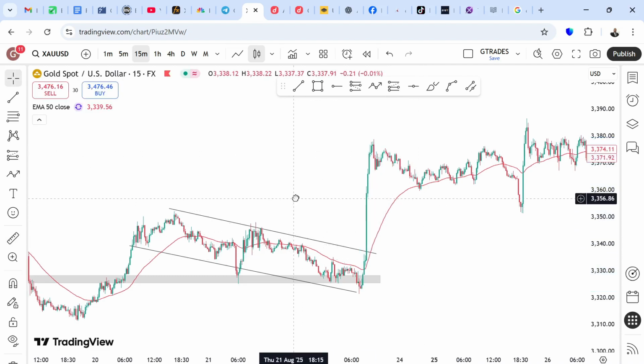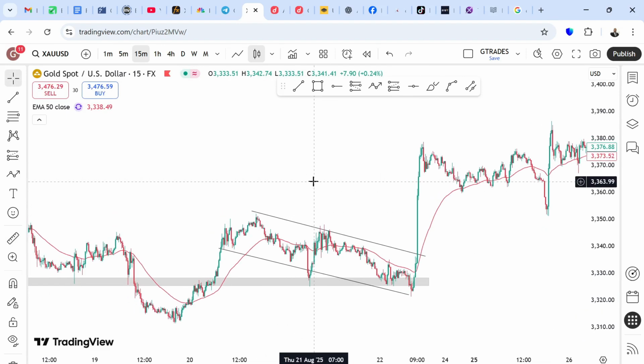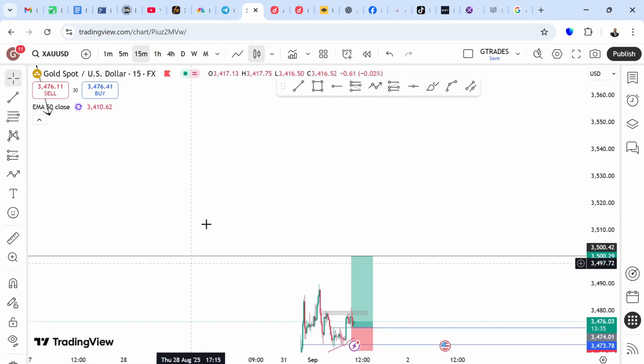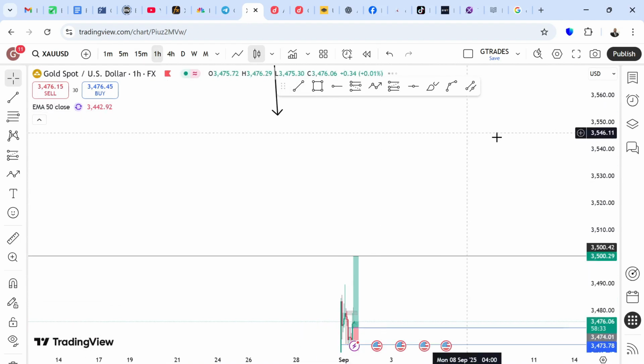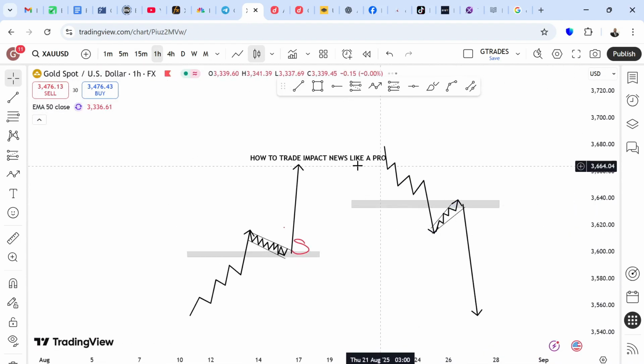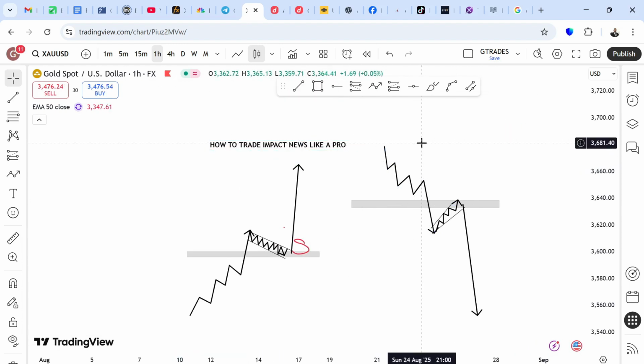Now this is a very strong high probability setup. It occurs almost every time on the chart. So this type of chart pattern, I want you to go and backtest it and find a way to make sure you understand it properly. You can take a screenshot of this and go and backtest it, do your own due diligence. This is always occurring in the market. So with this particular setup, you can trade the high impact news like a professional.